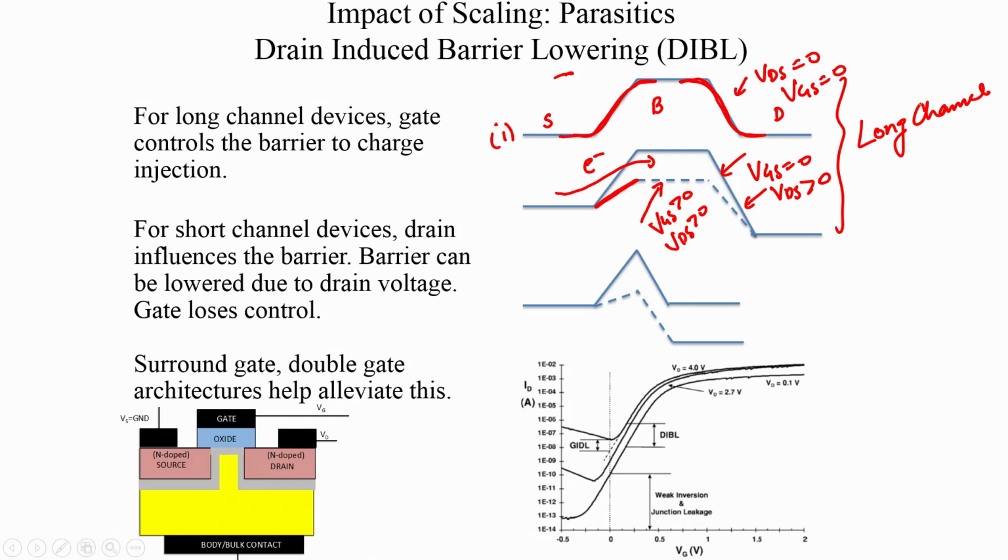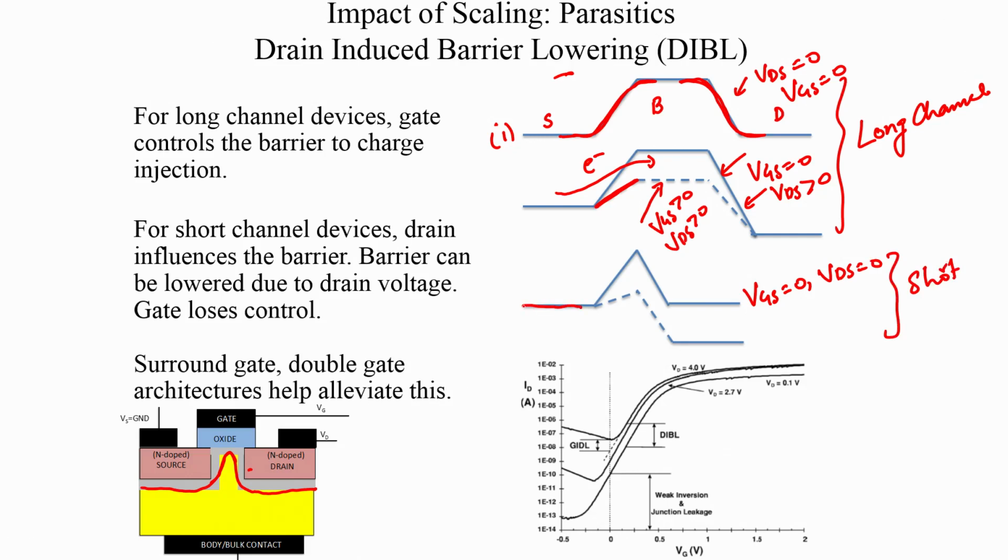Now when we head towards short channel MOSFETs, the drain starts getting very close to the source. So in fact, if this is the depletion layer of the source, then you can see that drain depletion starts immediately, and that is the band bending. So the band bending at the condition when VGS is equal to 0 and VDS equal to 0 for a short channel device would look somewhat like this.